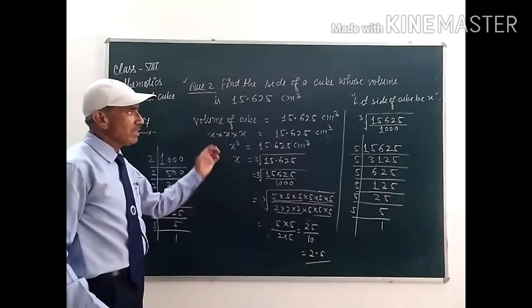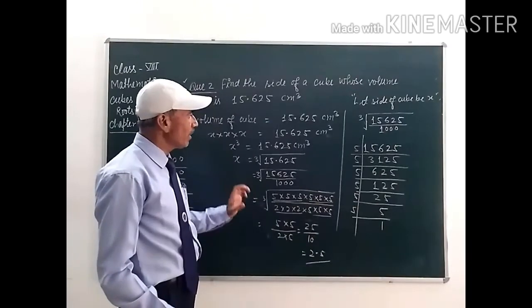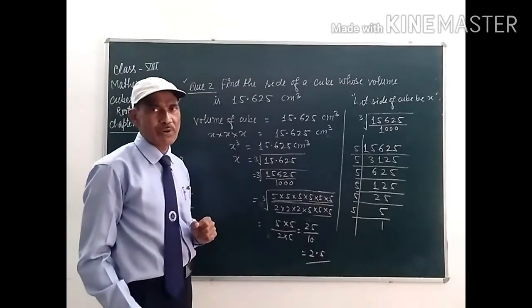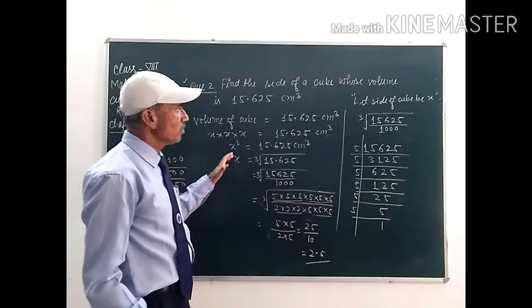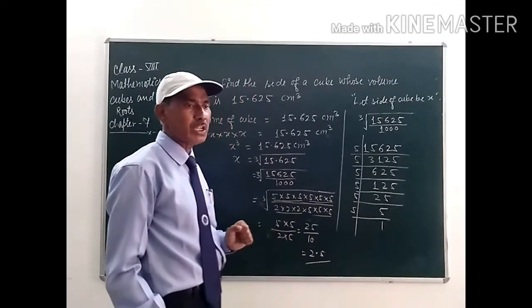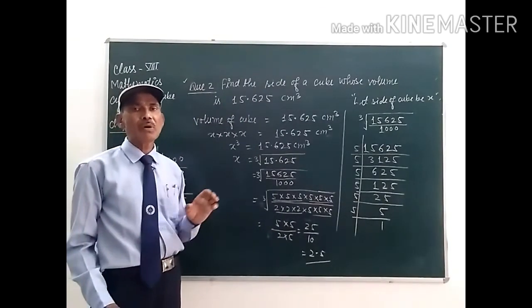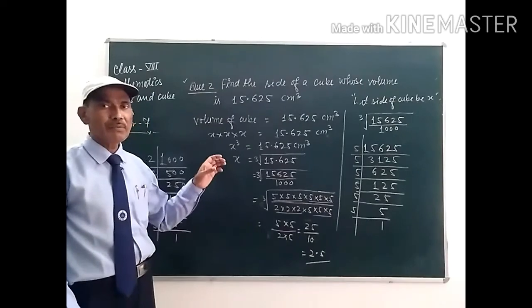So using this method you can find out the cube root of a number that is in decimal form. Okay, so you students remember this. If you are going to find out the cube root of a number that is given in decimal, first of all you have to change this number into a fraction.